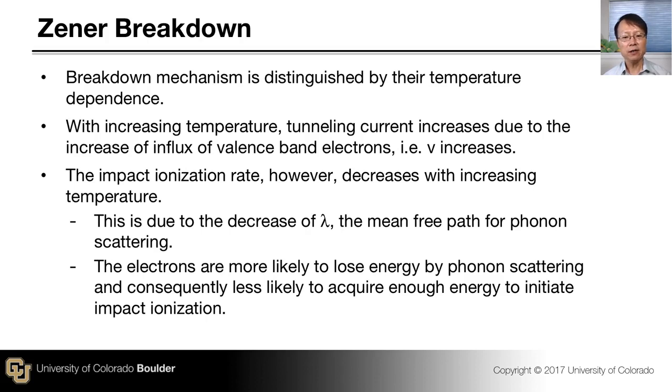On the other hand, impact ionization rate will decrease with increasing temperature. Why? Because at high temperature, phonon collisions will become more and more efficient, and therefore your lambda, the mean free path, decreases, and therefore the probability of electrons not colliding with phonons long enough to acquire threshold energy for impact ionization will decrease, and therefore the breakdown current will decrease with increasing temperature. So this temperature dependence is a deciding factor that you could use to distinguish the breakdown mechanism.